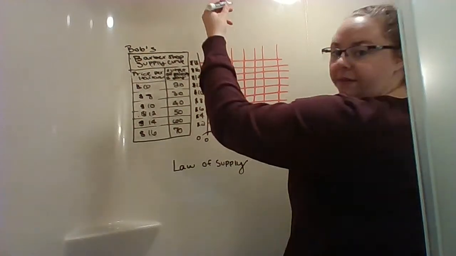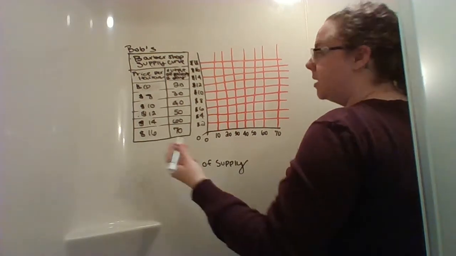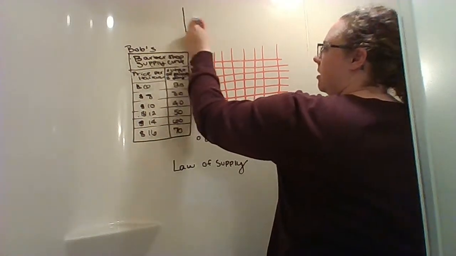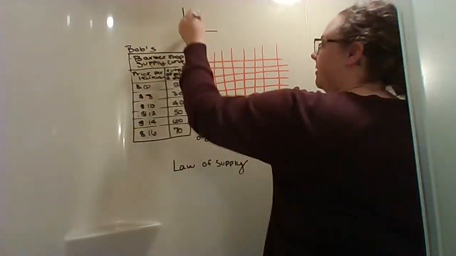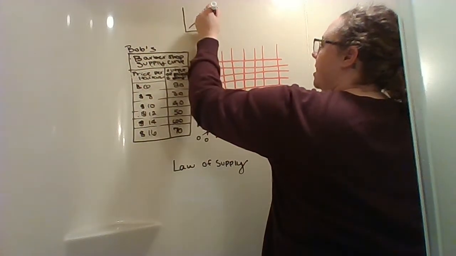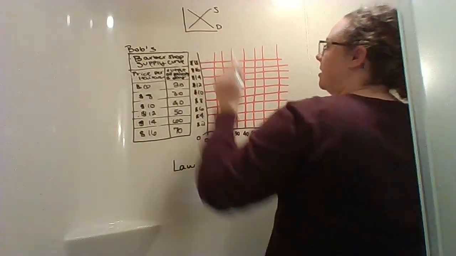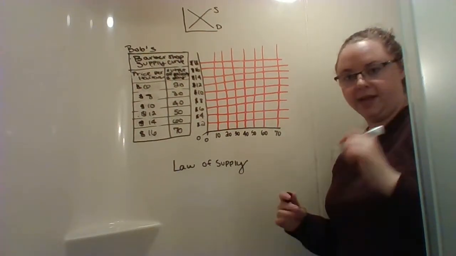Let me show you a little graph. Can you see up here, down here, somewhere? Right here. This is how supply and demand is written every single time. Supply always goes this way. Demand always goes that way. That's just your general supply and demand graph.